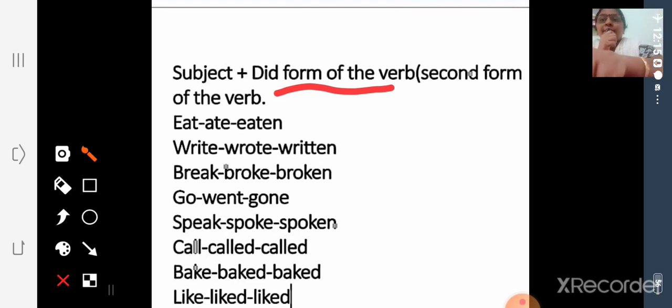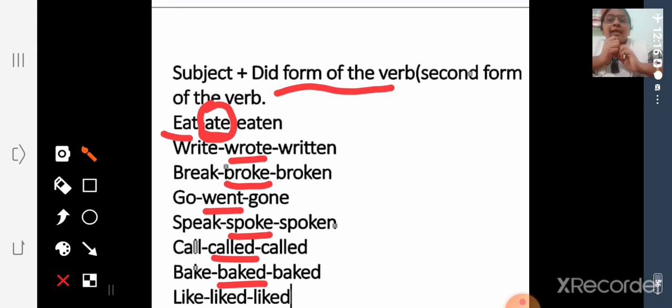So look at here, some examples are given here. Eat, ate, eaten. This is the first form, this is the second form. So in simple past tense we take the second form. Write, wrote, written, this is the second form. We call it the did form. Did plus write, wrote. Did plus eat, ate. Did plus go, went. Break, here the second form, broke. Go, went, gone, went, second form. Did form. Then spoke, called. Adding ed, baked, liked. So in simple past tense we take the second form or did form of the verb.